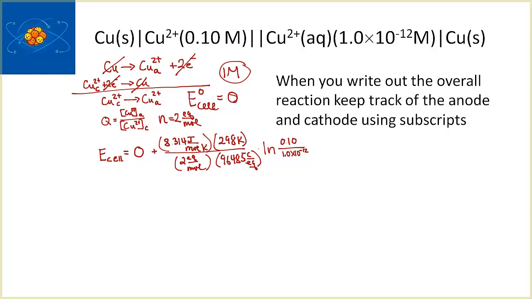You plug all this into your calculator, and what you get is negative 0.296 volts. Kind of an interesting side note, if you think about what this voltage means, this is non-spontaneous for this reaction.